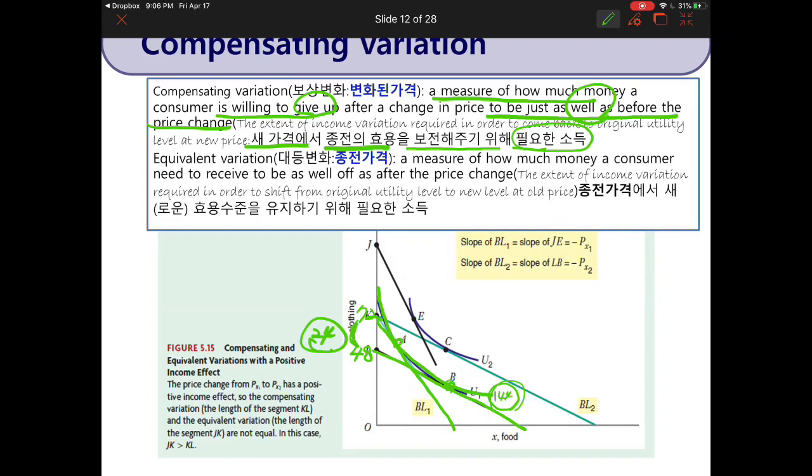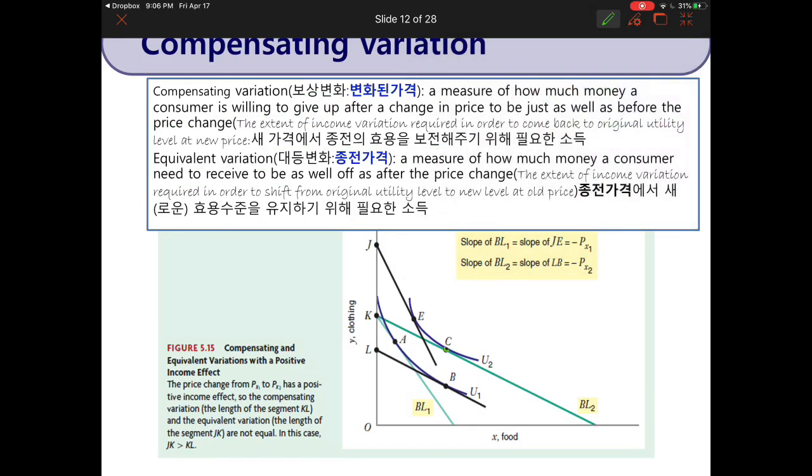Now, let me go over the second concept, equivalent variation. The Korean wording is 대등변화. A measure of how much money a consumer is willing to receive to be as well off as after the price change. After the price change, he reached SC. His utility level is U2, right? His utility clearly increased from U1 to U2.